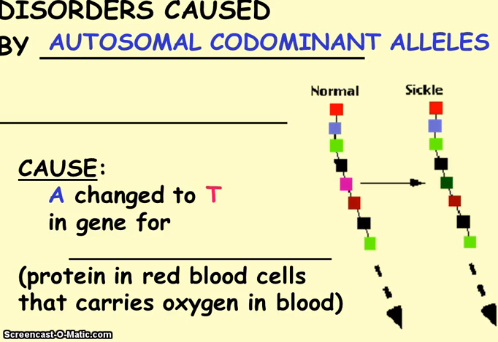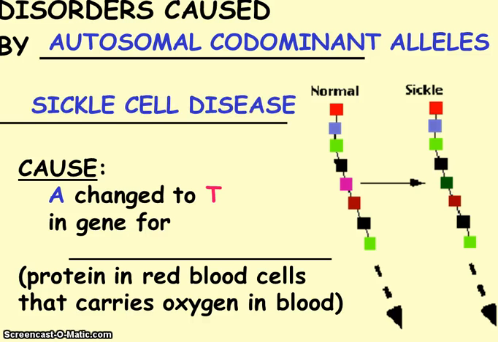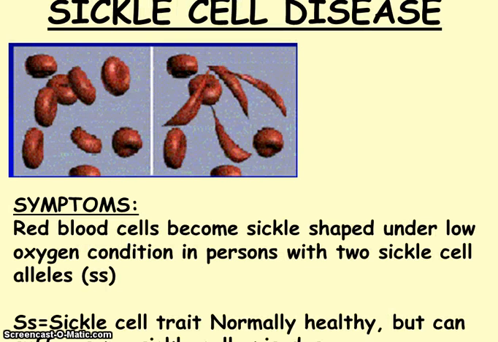So disorders, we could also have disorders that are caused by codominant alleles. An example of this is sickle cell. In here, one of the A's in DNA is changed to a T, and that happened to code for hemoglobin, which is the protein in red blood cells that carries oxygen. So with sickle cell, the red blood cell becomes sickle-shaped under low oxygen conditions for people who have 2 sickle cell alleles. So it is still recessive. But the heterozygous is actually normal but can suffer from sickle cell episodes.